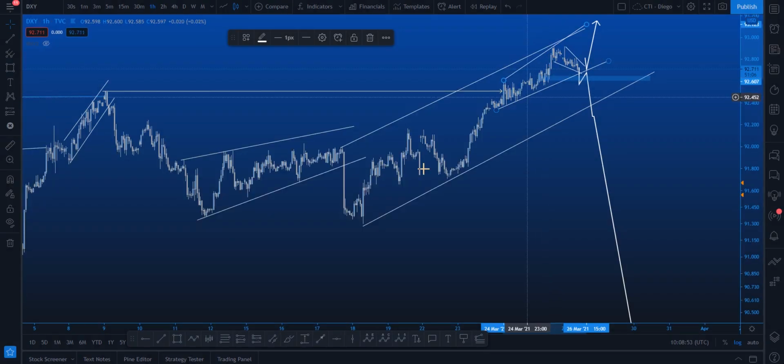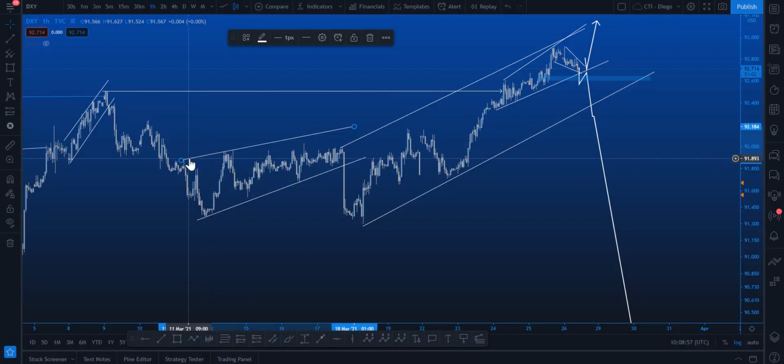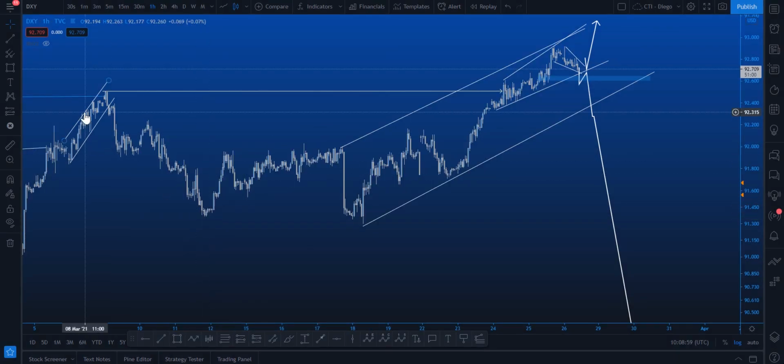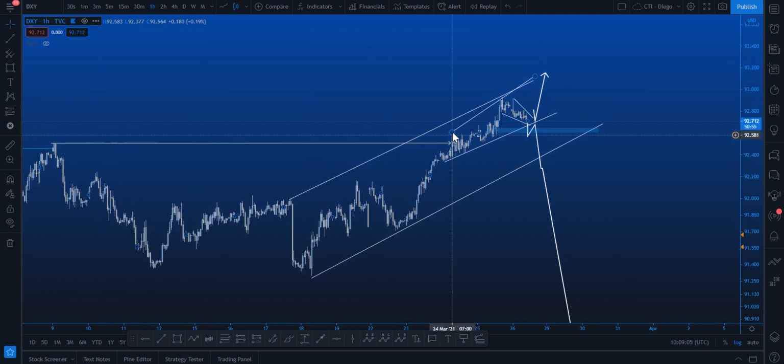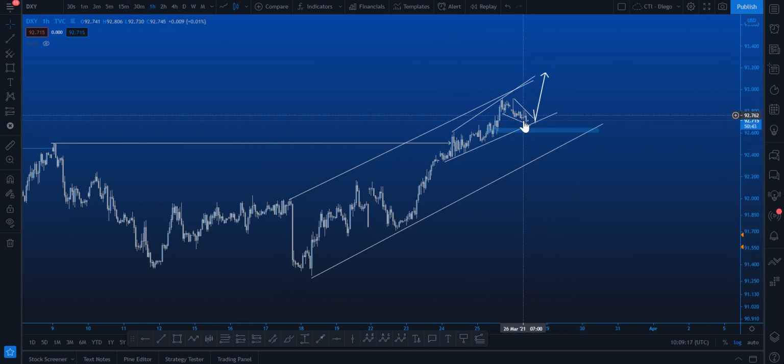So notice how these patterns are constantly evolving, just forming larger patterns within patterns. Right now, what takes precedence is what's happening right now. Originally, we had this expanding pattern formation, but now we also have this small bullish wedge. But which one is going to be more important? This small pattern here or the larger pattern that's in play?